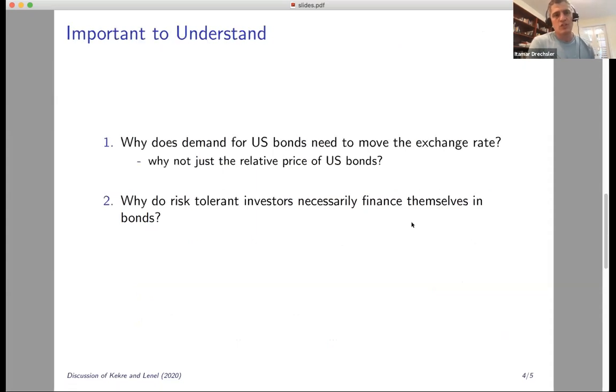Okay, so two questions just to put in people's minds. Why does demand for US bonds need to move the exchange rate? That's very fundamental to understanding the model. Why doesn't it just move the relative price of US bonds with respect to other things? And then why do risk tolerant investors necessarily want to finance themselves in bonds, since that drives a lot of what's going on? So I'll stop sharing now.